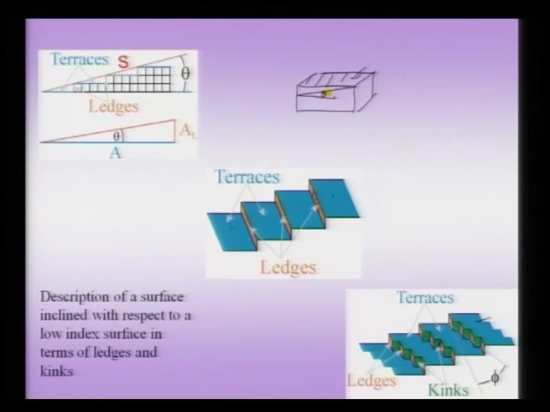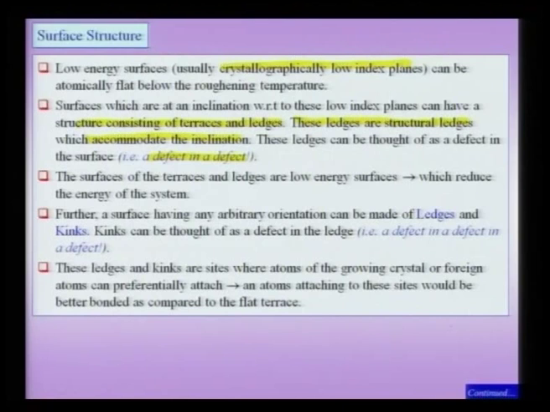Now, the total energy of the system can be calculated: the energy of the terraces plus the energy of the kinks plus the energy of the ledges. Interestingly, these ledges are structural ledges, these kinks are structural kinks, and more interestingly, I can understand these kinks as a defect in a defect in a defect. So, this is a second order defect, because the surface was the first defect, the ledges were a defect in the surface, therefore, I call them a defect in the defect. The kinks are a defect in the ledges, therefore, they are a defect in a defect in a defect.